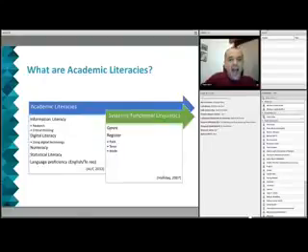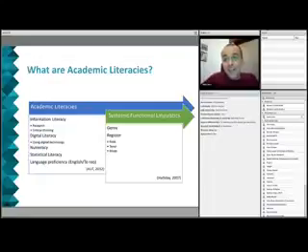Well, the definition of academic literacy is not the focus of this presentation. So I've just made reference to AUT's definition, because that's what we work with at AUT. What AUT considers as academic literacies is information literacy. This is how it's organized for us.